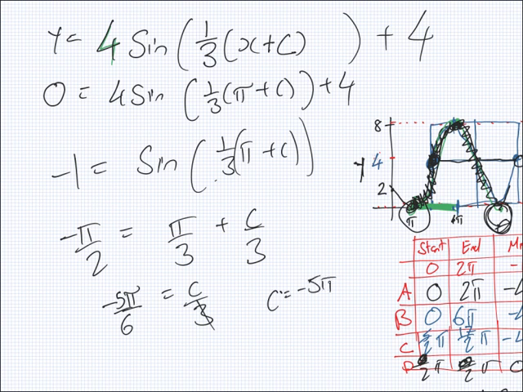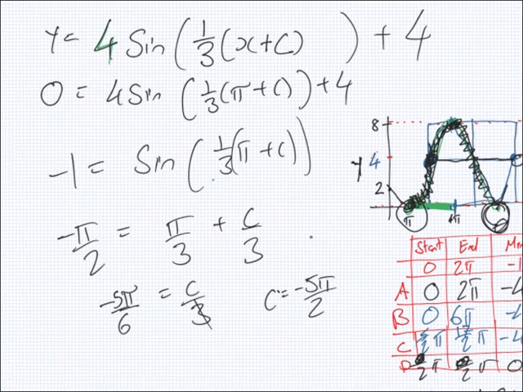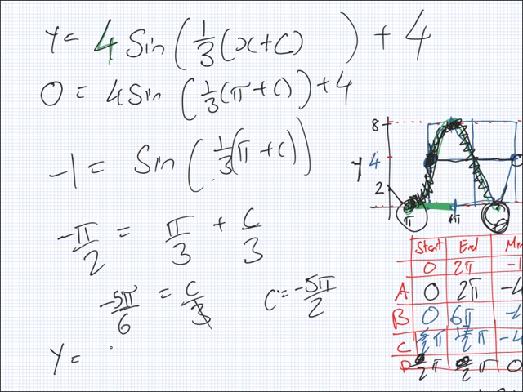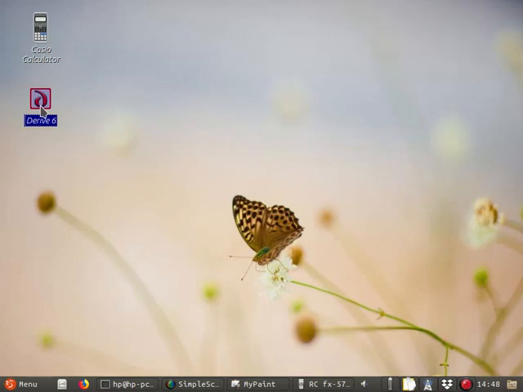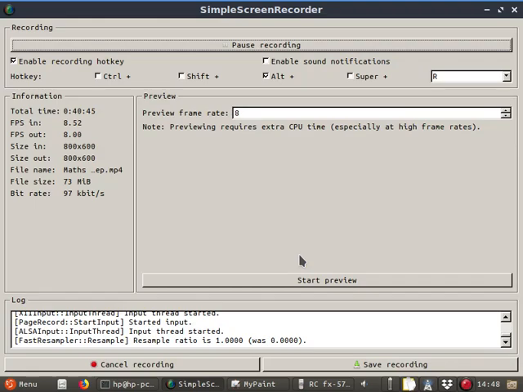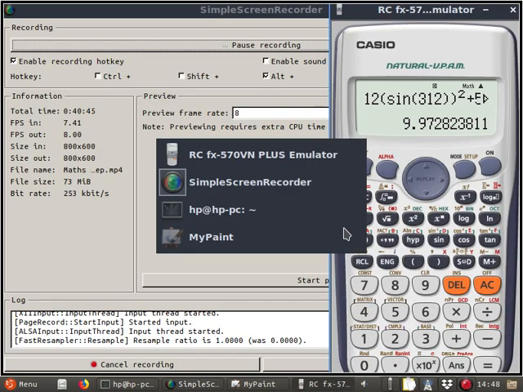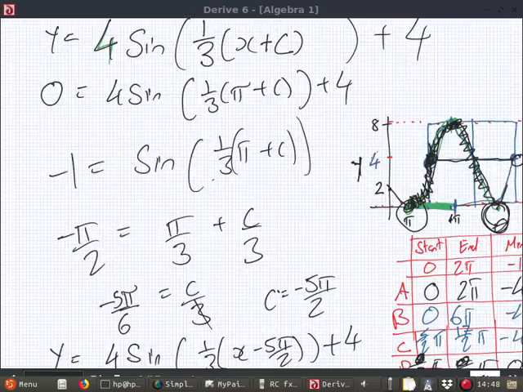Minus 5 pi over 2. So, I reckon the answer is y equals 4 sine 1 over 3 x minus 5 pi over 2 plus 4. Now, if this graph doesn't match up, I have given up. Isn't this the first answer? Yeah, the first thing. No, it couldn't be. Yeah, it was. Are you sure? That's one thing. 5 over 2.